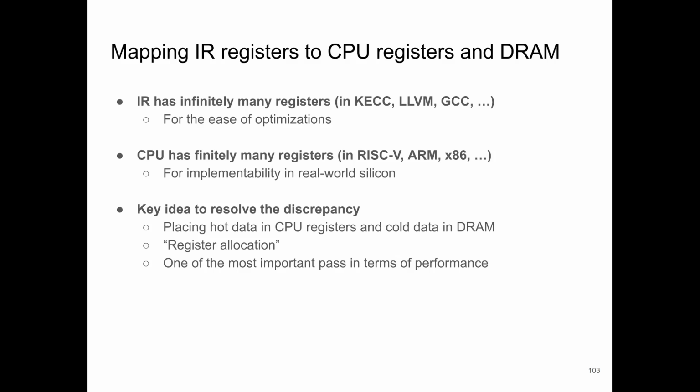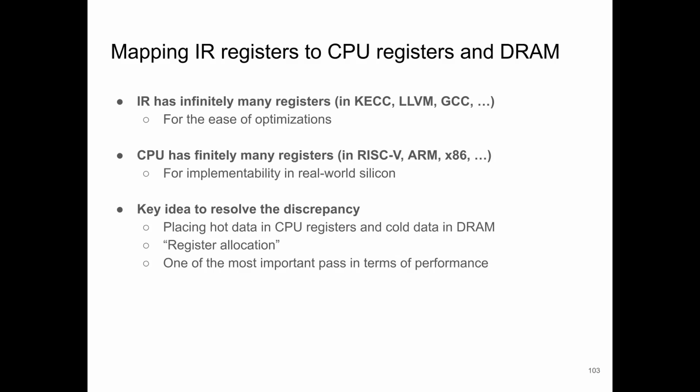So that's the reason why CPUs have finitely many registers. And we need to somehow resolve the discrepancy between the number of registers. So we need to place so many IR registers into so small a number of CPU registers. So that is basically the job of the register allocator.